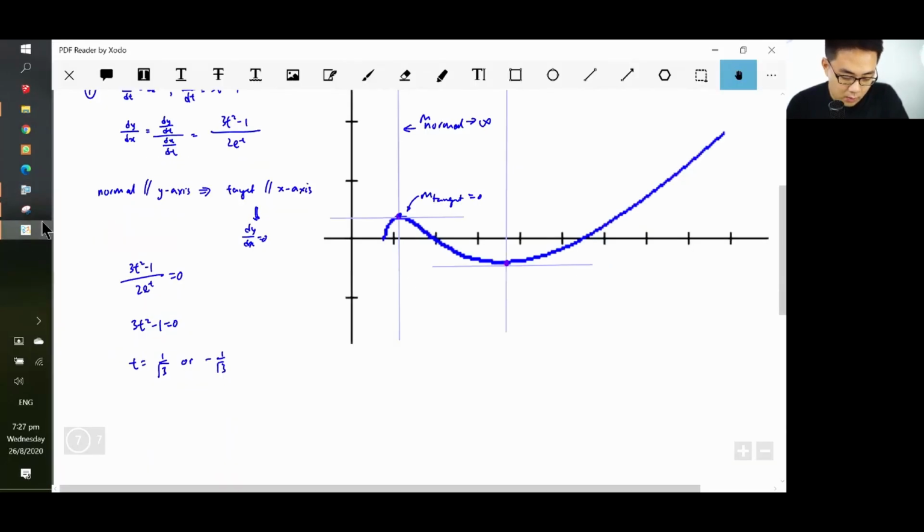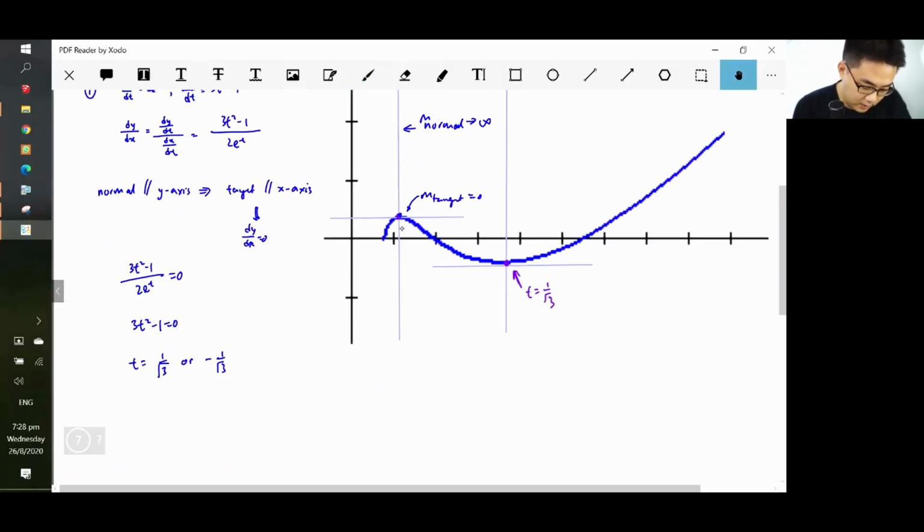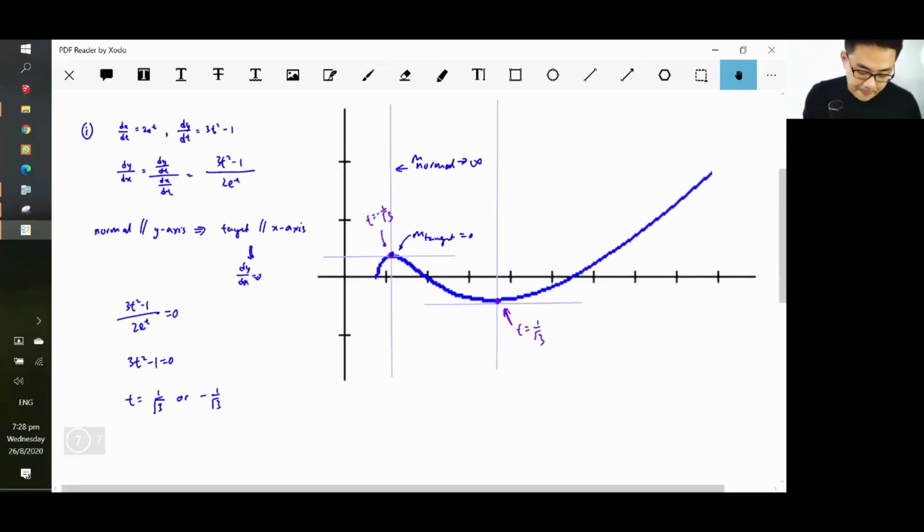So this one, we know that this one will correspond to t. Maybe I should just put a grayish. This one is a t. Was it positive or negative? Yes, that's a negative one. Okay, this is a positive one. Okay, so that's it. I got that.